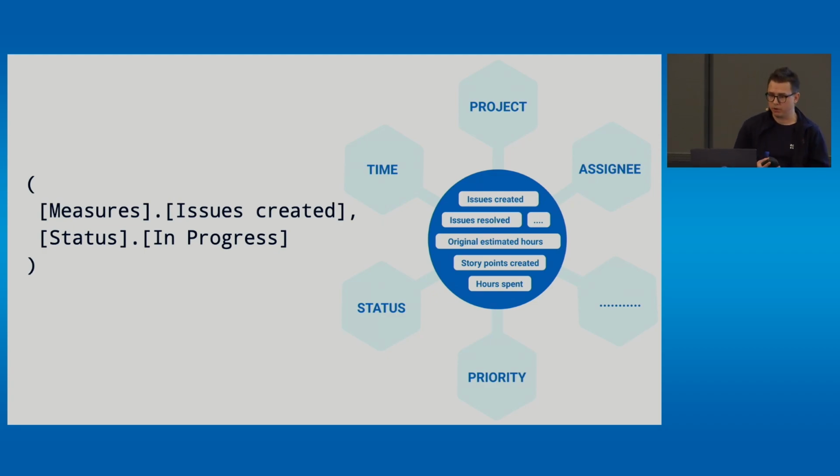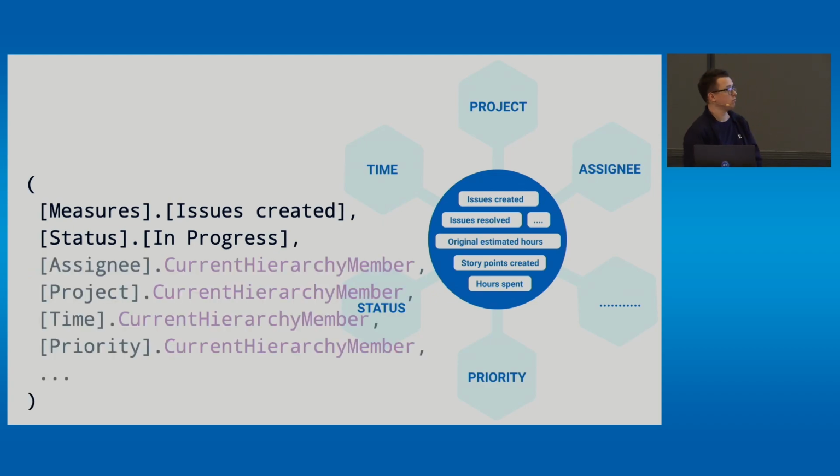For a better comprehension, I rewrote the tuple. So the current hierarchy member is used for all dimensions not referenced in the tuple. Suppose the assignee dimension user level is in the report. The tuple will return the number of issues in progress for each assignee. Project, time, etc. are not in the report. They don't affect the tuple result.